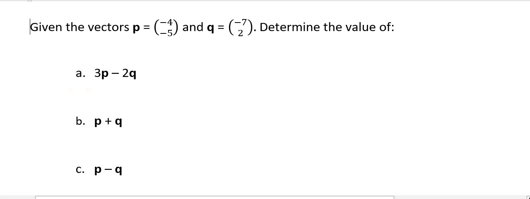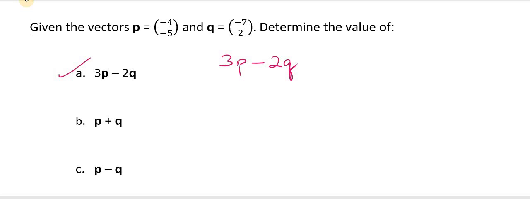So we have the first vector, which is 3p minus 2q. And so what we're going to do, recognize that the 3 is a scalar multiplying the vector p, minus the scalar 2 multiplying the vector q. So let's look at how we deal with both subtraction and multiplication of a scalar.